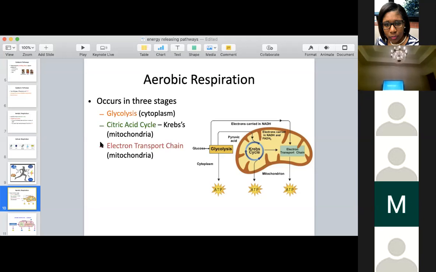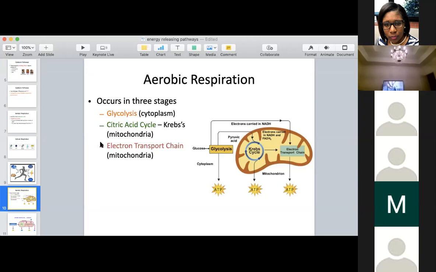So the process of aerobic respiration takes place over 3 stages. The first stage is glycolysis. The next phase is the citric acid cycle. And then the third one is the electron transport chain. In addition to grabbing those 3 stages, we want to pay attention to the intracellular location of these processes. Where does it take place in the cell?